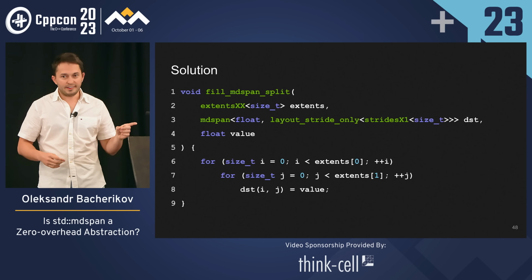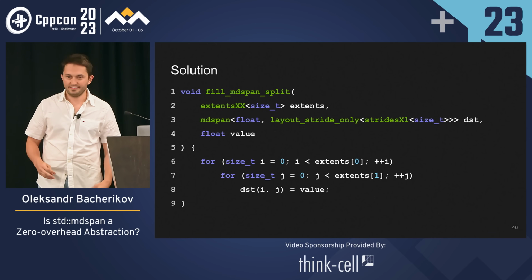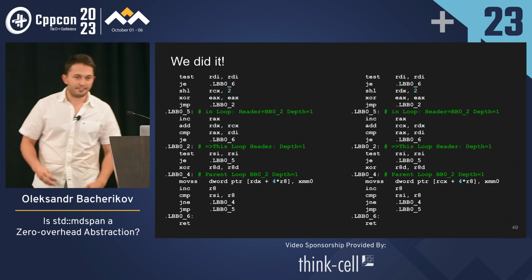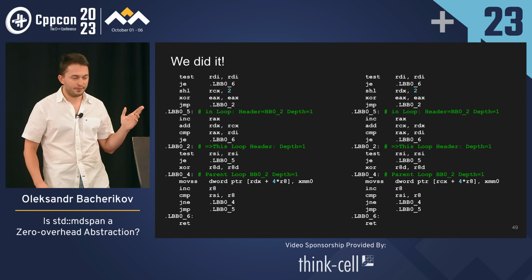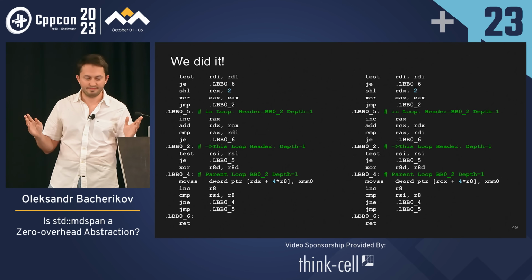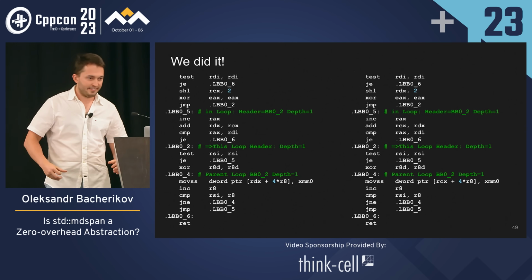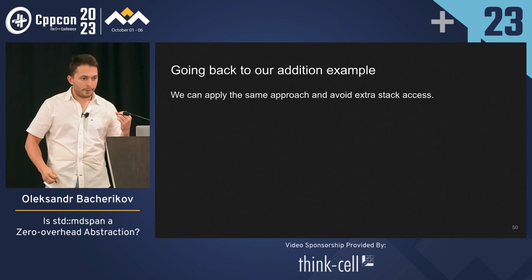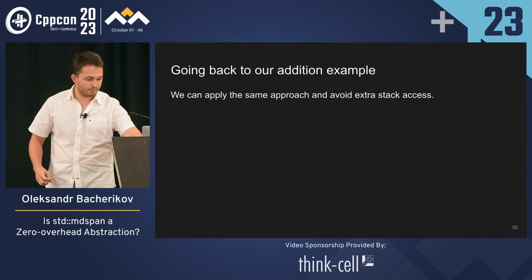And who thinks that after this we reached 0 overhead? I mean, in performance. Still too pessimistic. But yeah, after this, we actually have identical assembly, with just a few registers named differently, but the instructions are completely the same. So this looks like a success, right? But let's get back to our addition example. And indeed, we can apply the same approach and also avoid the extra stack access.